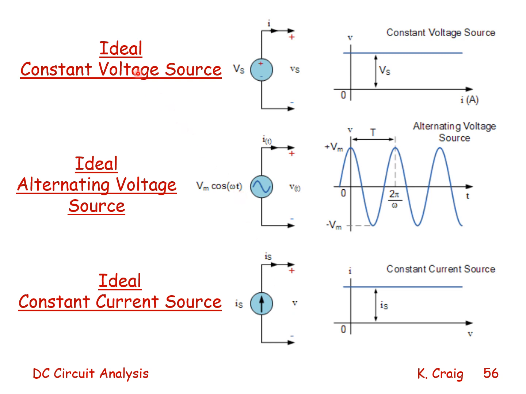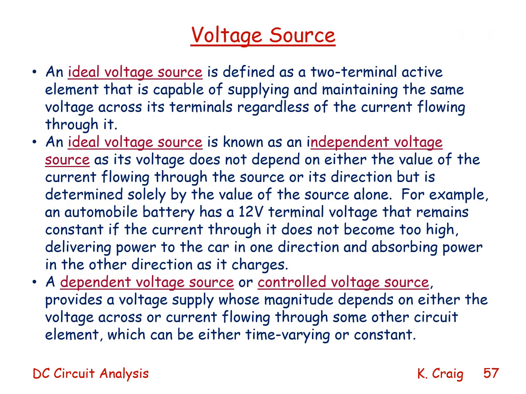So these are all ideal voltage and current sources, and again, will supply whatever is needed by the circuit with no limitations. Let's first talk about voltage sources. An ideal voltage source is defined as a two-terminal active element that is capable of supplying and maintaining the same voltage across its terminals, regardless of the current flowing through it.